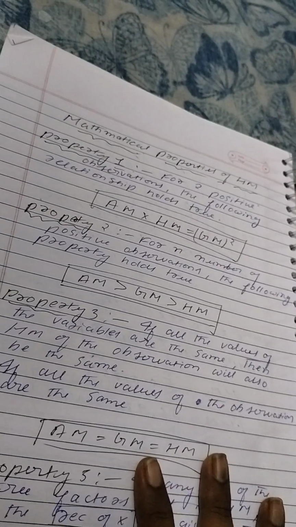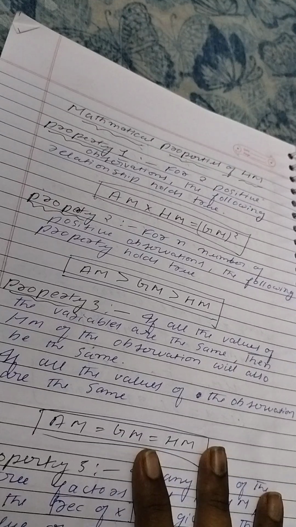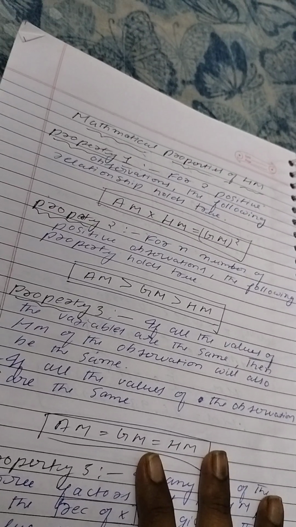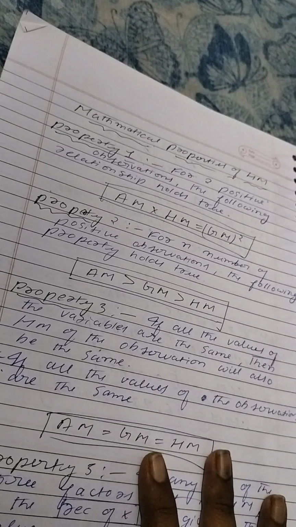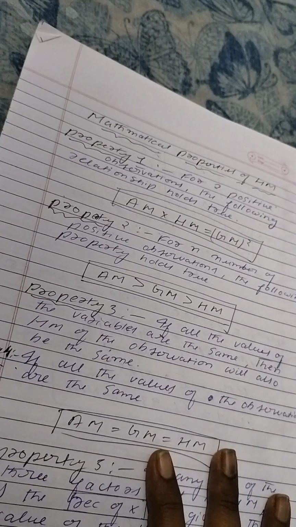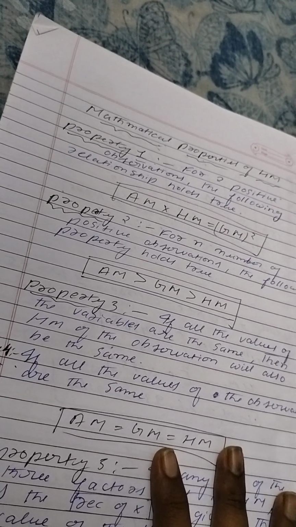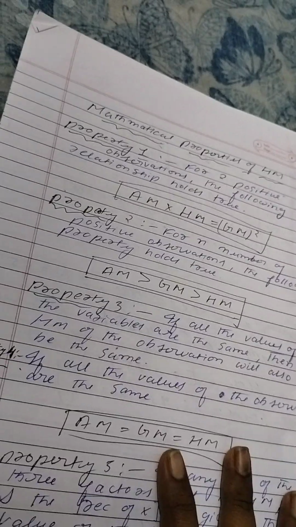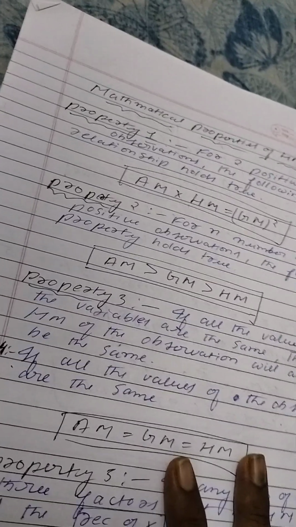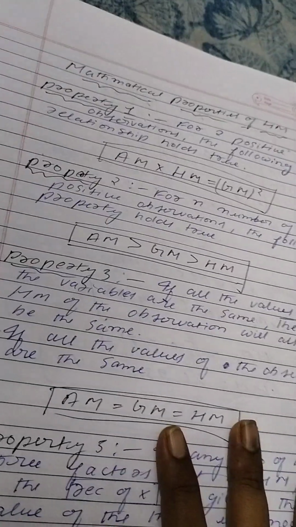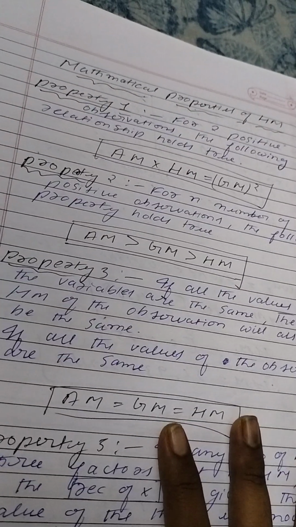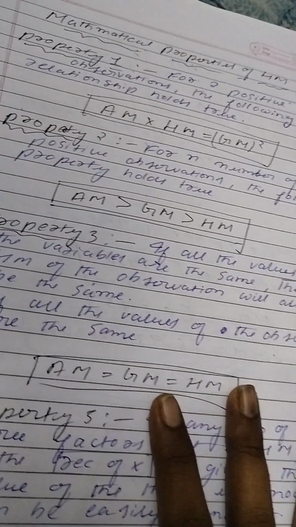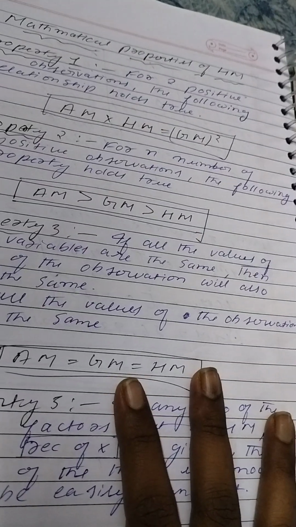If all the values of the variables are the same, then the HM of the observations will also be the same. So here we have studied that the large observations or the least observations are deeply affected in the arithmetic mean, and that is the reason.